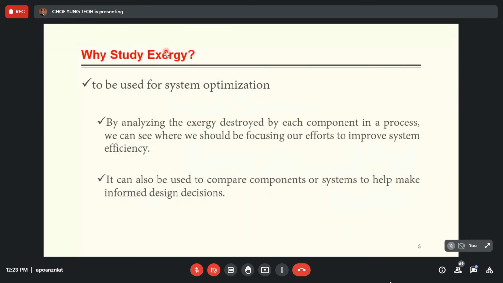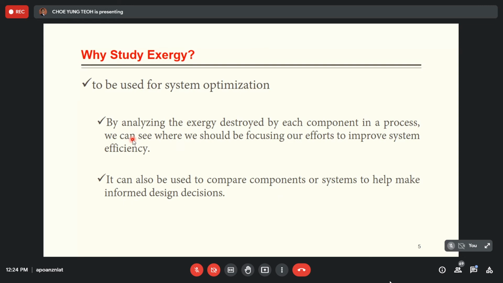So why do we need to study Exergy? Why not just study energy? Because it can be used for system optimization. By analyzing the Exergy destroyed by each component in the process, we can see where we should focus our effort to improve the system efficiency. It can also be used to compare the components of a system to help make informed design decisions. So you can check whichever part has the low Exergy, then you can make the improvement. But we cannot simply use efficiency, because it always has an upper limit due to the environmental situation.